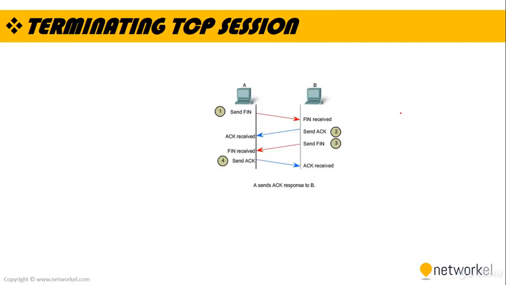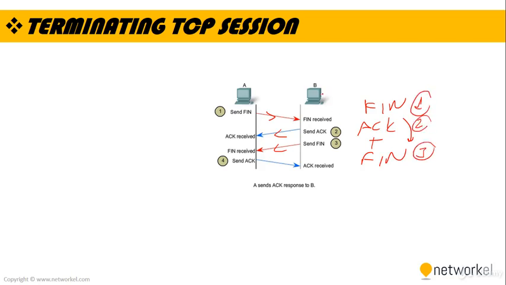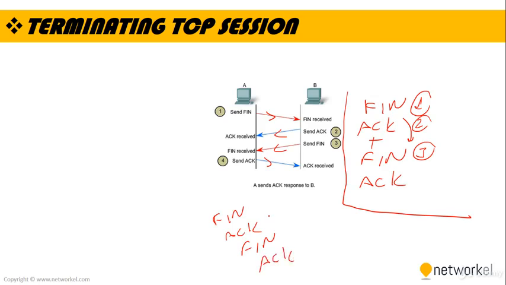when we try to terminate the TCP session, the steps we use are first FIN, then ACK, plus FIN after this. The first is FIN, then ACK, then FIN from the receiver side, then this guy is sending an ACK again. The steps are FIN, ACK, and FIN, ACK. This is by B, these are by A.